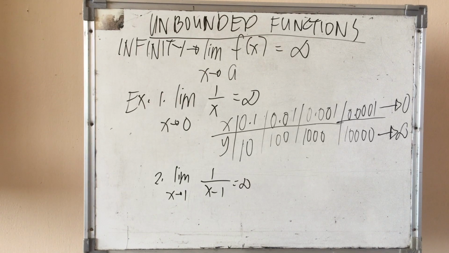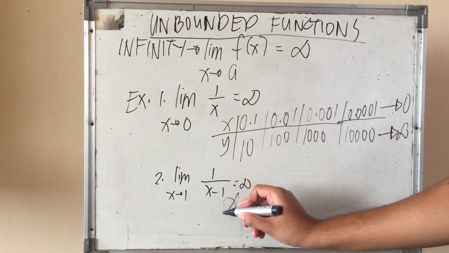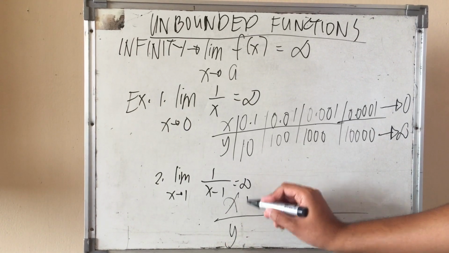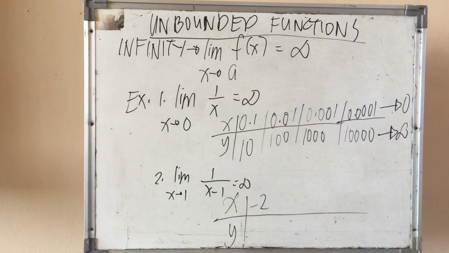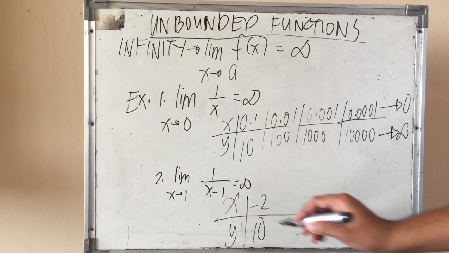So that is the definition of infinity as limit of f of x as x approaches a is equal to infinity. Next example, limit of 1 over x minus 1 as x approaches 1 is equal to infinity. Again, using the tabular form, x and y, we set values for x. Let's say negative 2, and solving for y is equal to 10.